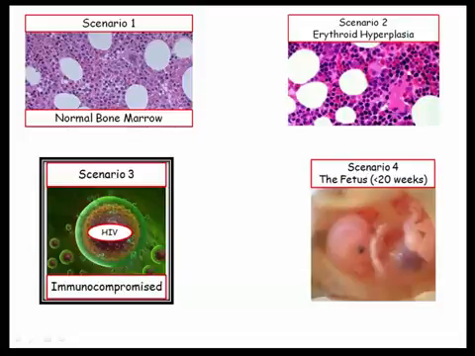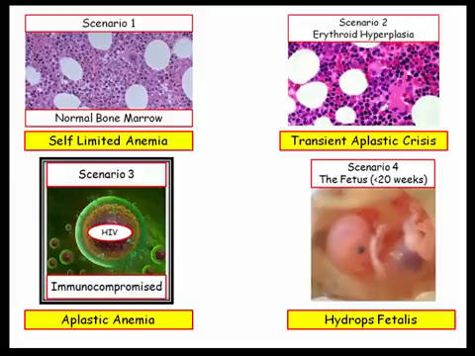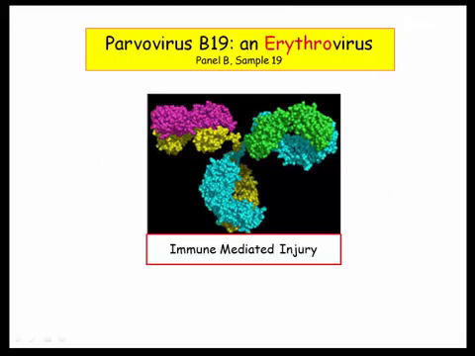And just to summarize, we have 4 scenarios: the healthy patient, the patient with chronic hemolysis, the immunocompromised patient, and a fetus at less than 20 weeks of age. They each manifest injury to the erythroid progenitor in unique ways that the NBME can hardly resist. Let's shift gears to the immunologic manifestations of parvovirus infection, and then we'll be all done.